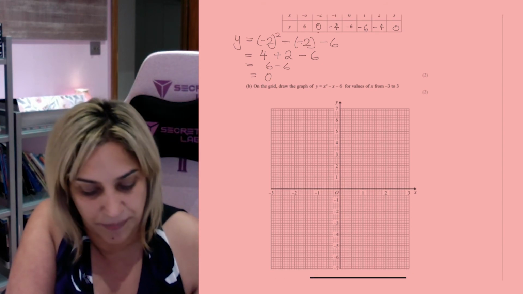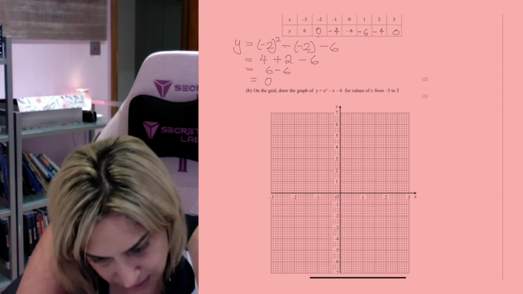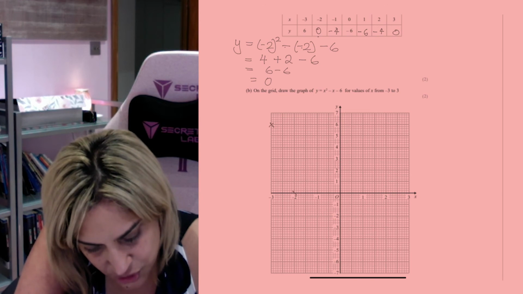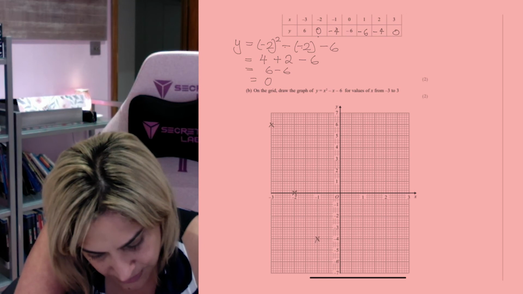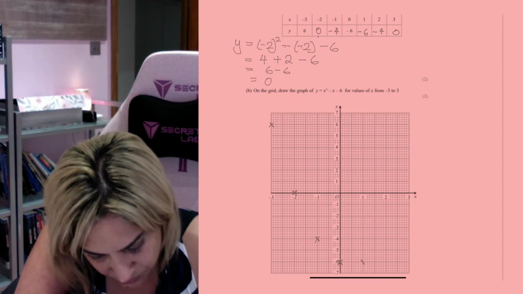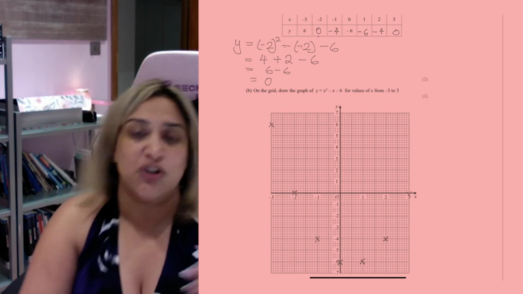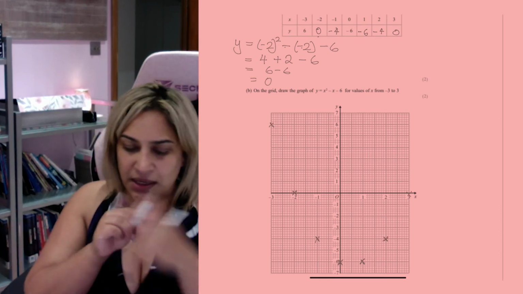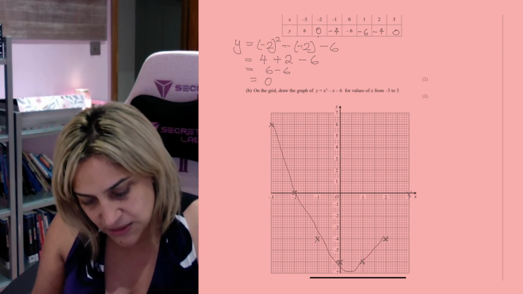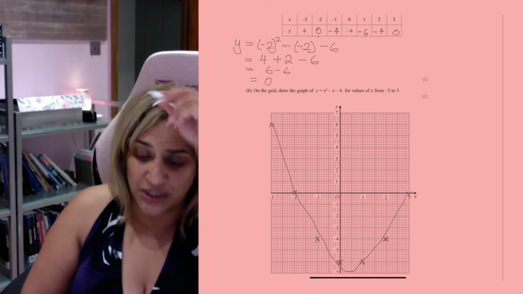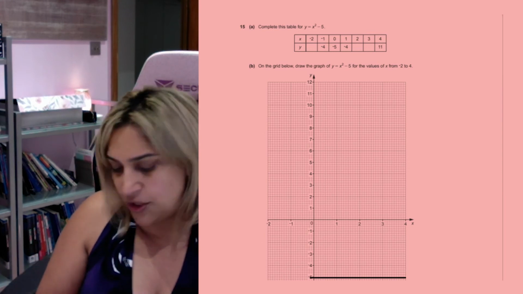And now we can plot them. So we've got -3 and 6, which is up here. -2 and 0. -1 and -4. 0 and -6. 1 is also -6. 2 and -4. So because you've got 2 points at the bottom there, remember we're going to get a curve. So the turning point must be somewhere between these 2 points. Okay, my curve's not beautiful, but your curve will hopefully go through all the points and look a lot more beautiful than mine.